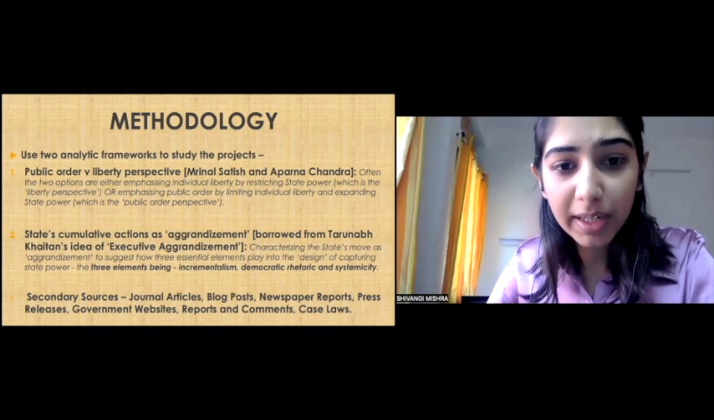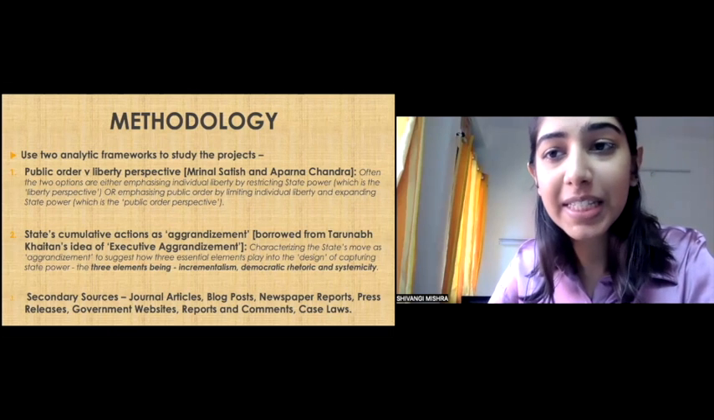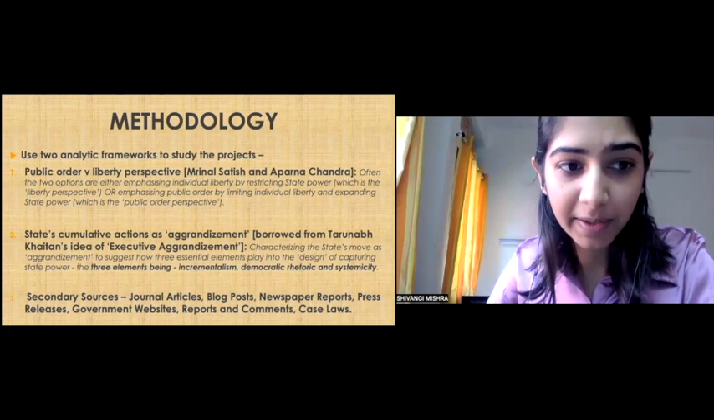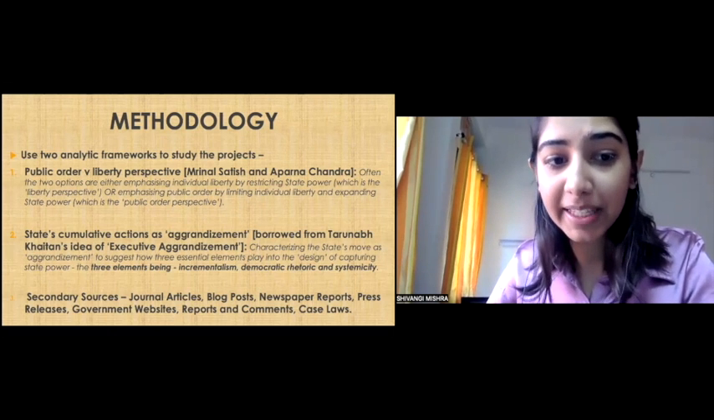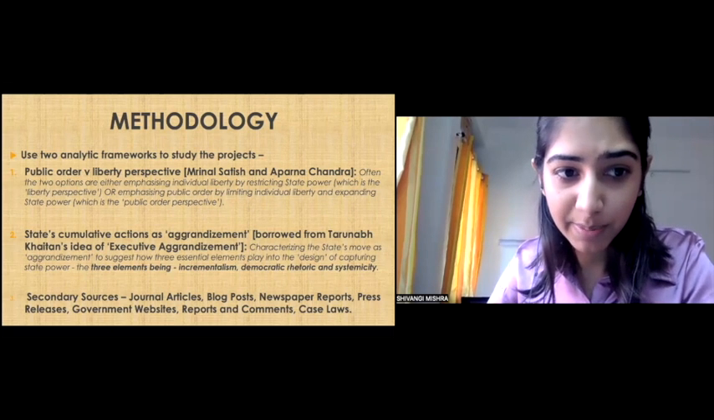The second one is the characterization of the state's move as aggrandizement. This is again a term that has been borrowed from Tarunabh Khaitan's idea of executive aggrandizement.